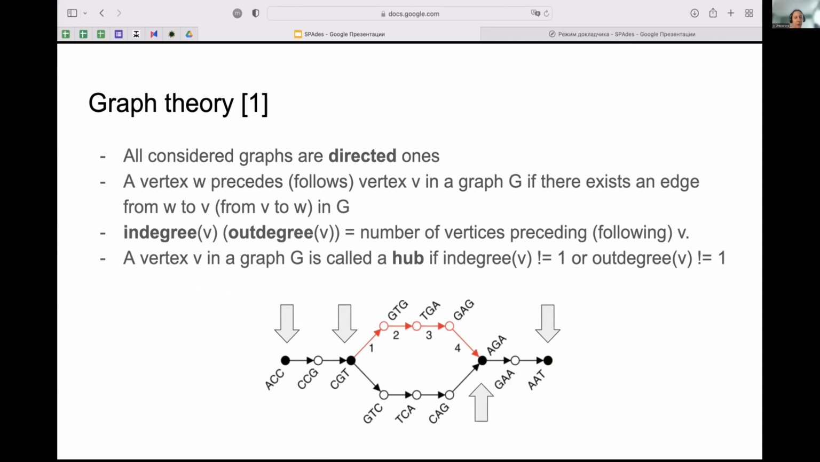So let's briefly dive into graph theory. All the graphs that I'm going to discuss are directed ones. A vertex V is preceded by W in graph G if there is an edge from W to V. In-degree and out-degree are, correspondingly, the number of vertices preceding and following V. A vertex V in graph G is called a hub if its in-degree doesn't equal 1 or its out-degree doesn't equal 1. For example, these vertices denoted by arrows are hub ones.